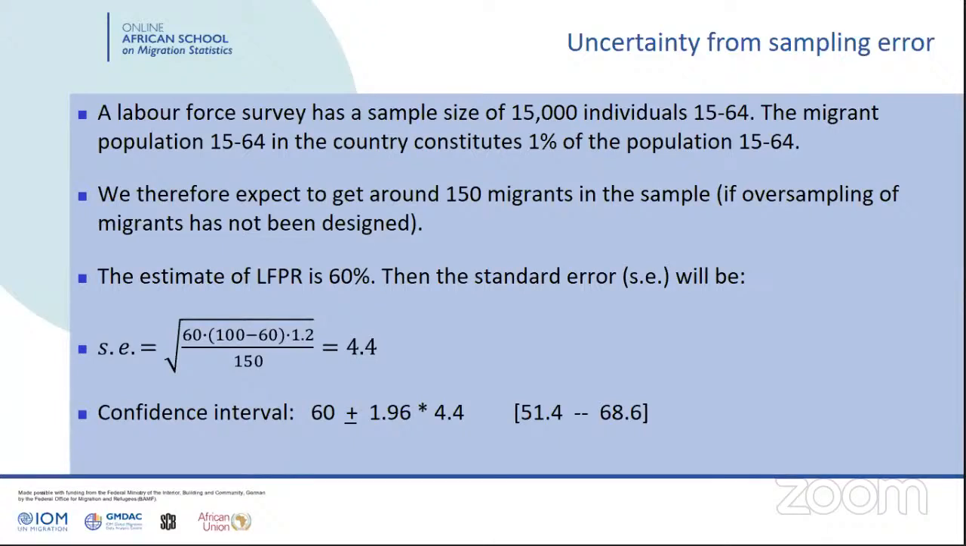And that is a very small sample, of course. So what happens if we estimate the labor force participation rate from this very small sample of 150 migrants? Well, let's assume that we estimate the LFPR to be 60%. Then we can calculate the standard error. It will be 4.4 percentage units.